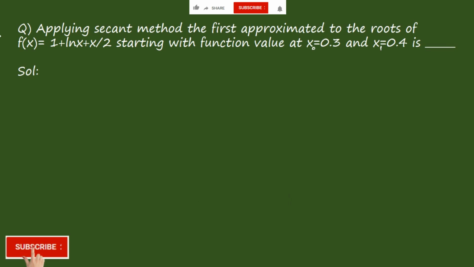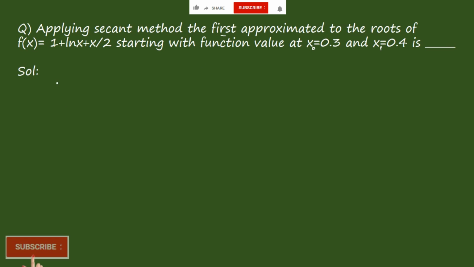Now come to the question. Applying the secant method, find the first approximation to the root of f of x is equal to 1 plus ln x plus x by 2, starting with x naught as 0.3 and x1 as 0.4. They are just asking for the first approximation, right?